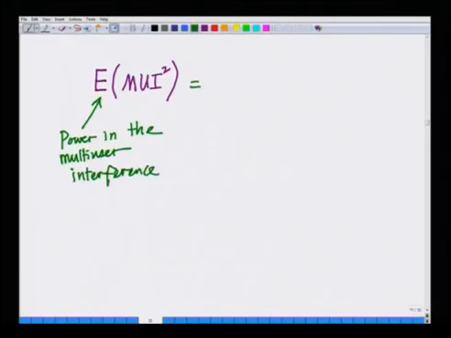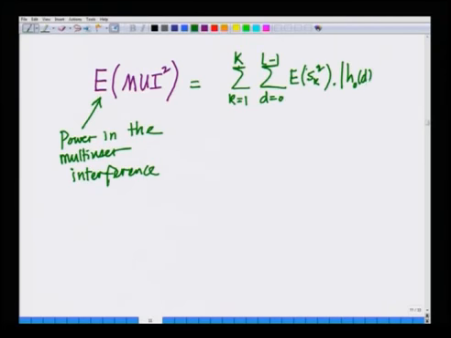And the expected multi-user interference square, which is the power in the multi-user interference, is nothing but summation k equals 1 to capital K, summation d equals 0 to L minus 1, expected Sk square times magnitude h 0 d square, times expected R 0 k d square.